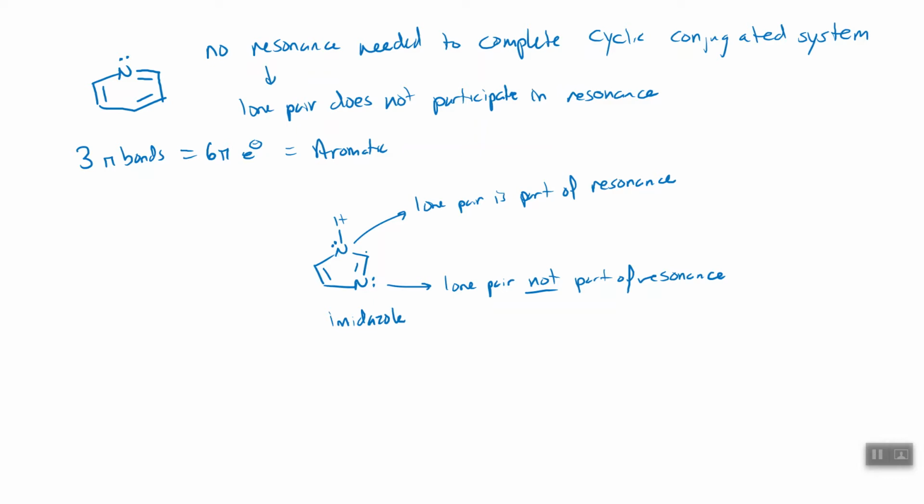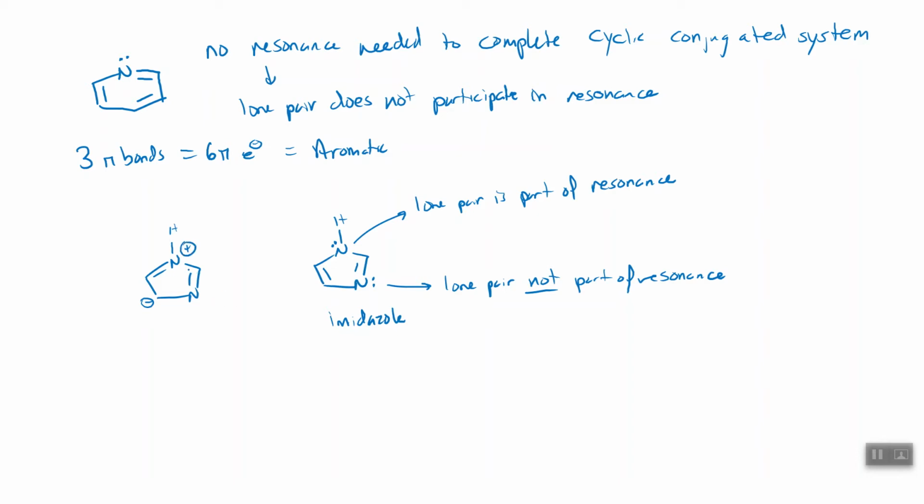This nitrogen does not have a double bond connected to it yet. It has only sigma bonds. And so in order to be a part of the conjugated system, in order to be a part of the pi electrons, we have to use this lone pair to make a pi bond and draw a different resonance structure. Or I guess we don't have to draw it, we just have to imagine it. We could draw it if we wanted to, the resonance form where it looks like this.